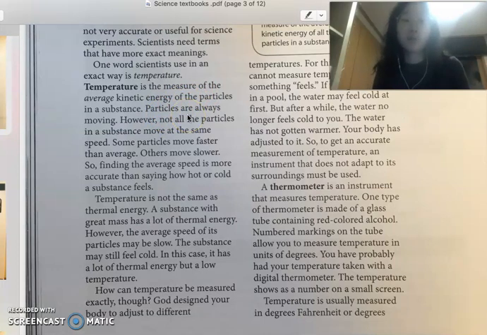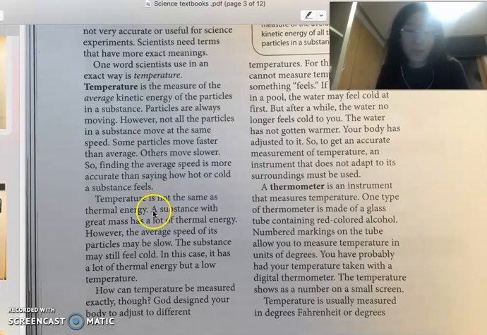Particles are always moving. However, not all the particles in a substance move at the same speed. Some move faster than average and others move slower. So finding the average speed is more accurate than saying how hot or cold a substance feels.